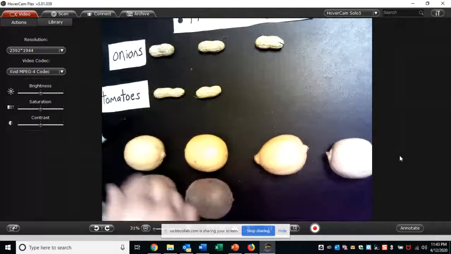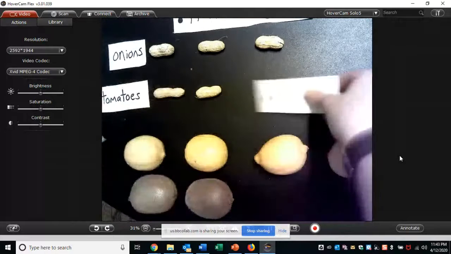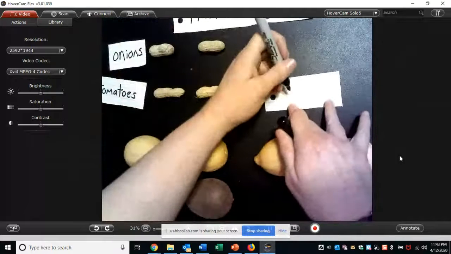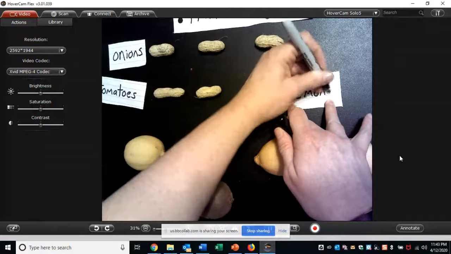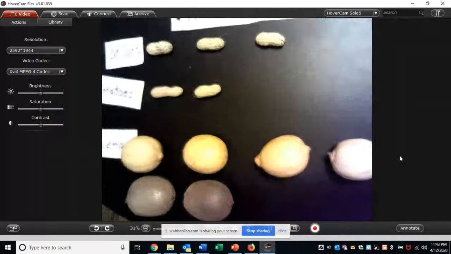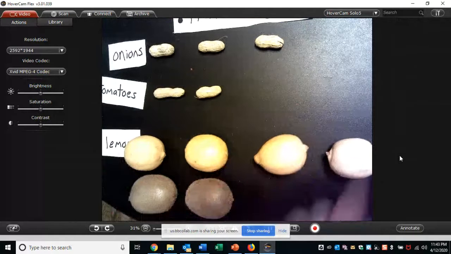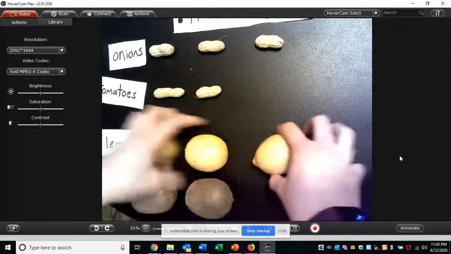Next we have some lemons. So I'm going to write lemons. And we have 1, 2, 3, 4 lemons. So I'm going to replace those with 4 peanuts.